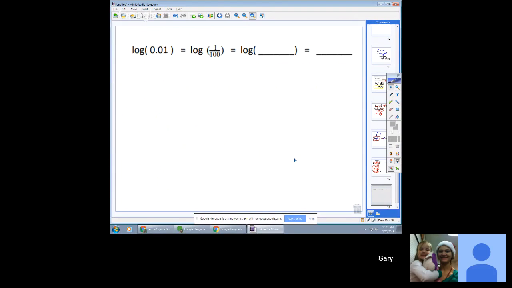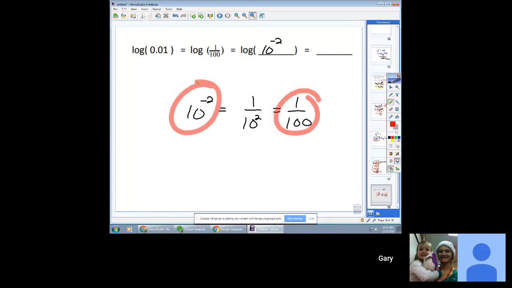Isn't 10 to the negative 2 just negative 2? No. 10 to the negative 2. What does a negative exponent mean again? You flip it, so that would be 1/10 squared. And 10 squared is really 100. So my claim earlier was that 1/100 and 10 to the negative 2 are the same number. Just two different ways to write it down.